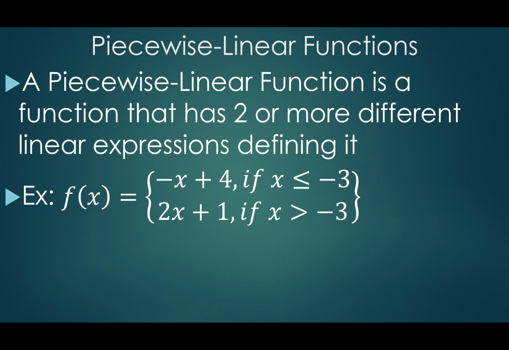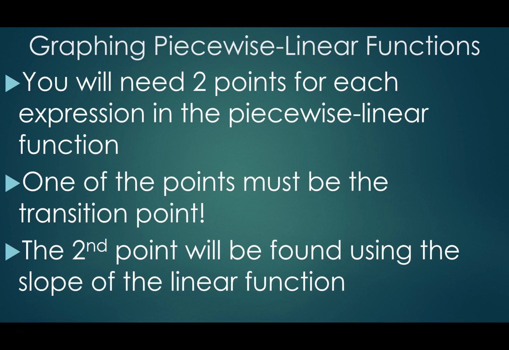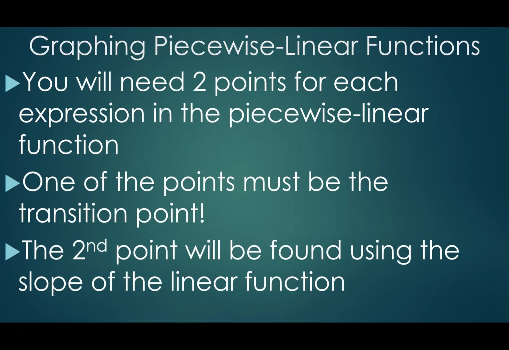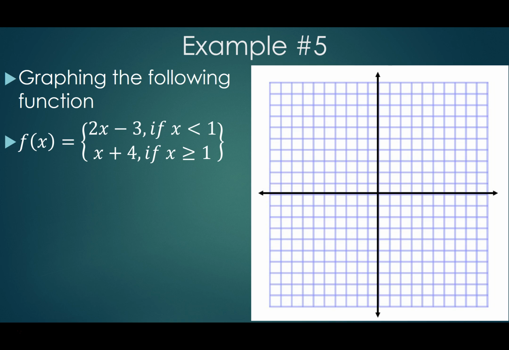So when we talk about graphing this, since they're both linear expressions, we need 2 points to create each particular piecewise linear function. The first point for each one of those expressions must be the transition point, where the transition point is this number right here. That's where we transition from the top graph to the bottom graph. So we must plot that point, and we'll use the slope itself to plot the second point. And I'll show you what I mean by this.